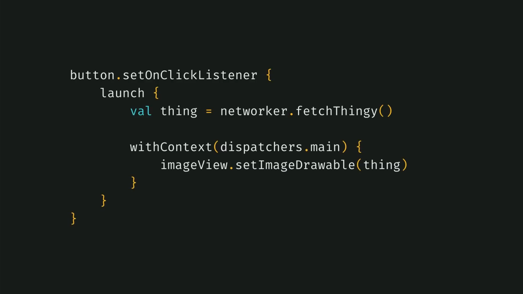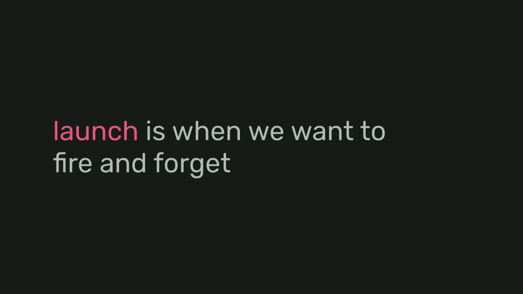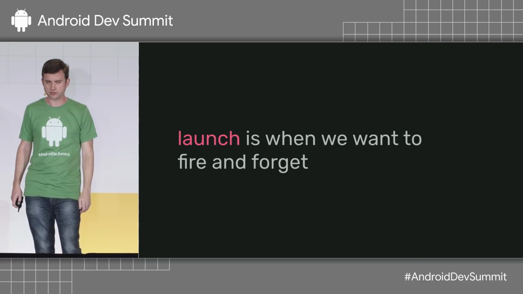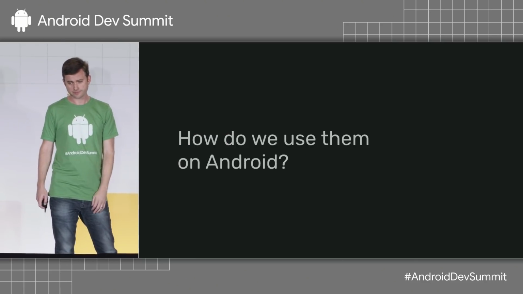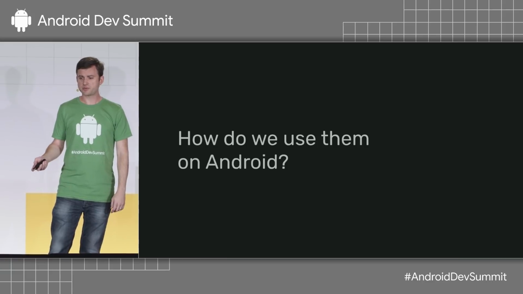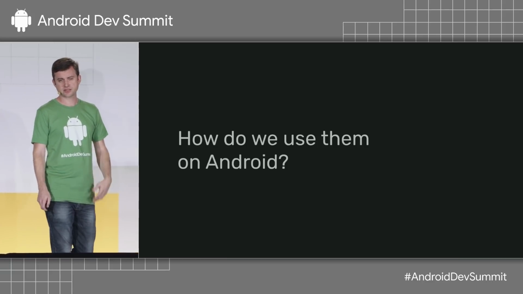So what about when you just want to launch something and forget about it, though? Well, there's something for that, too. It's just called launch. It works pretty much the same way. In this case, it's a lot more similar to executors and just submitting a task, submitting something to an Android handler, for example, when we just want to fire and forget and deal with it later. So that's a little bit about the basics of running coroutines in isolation.